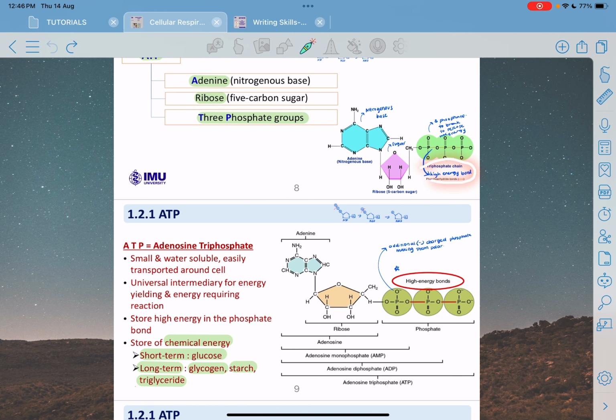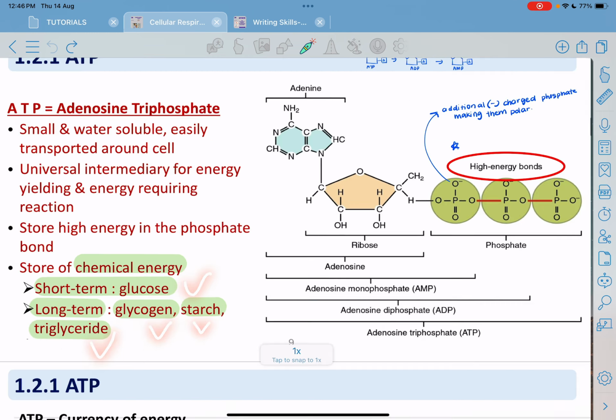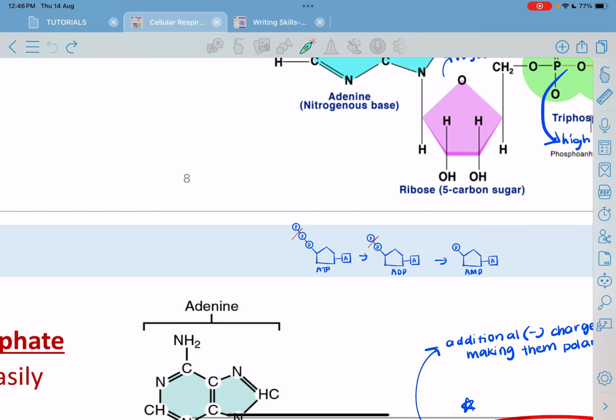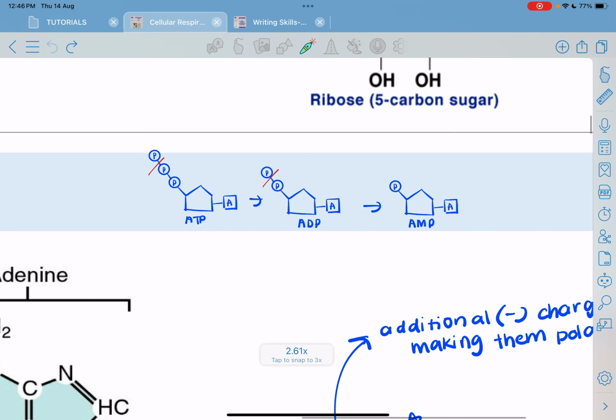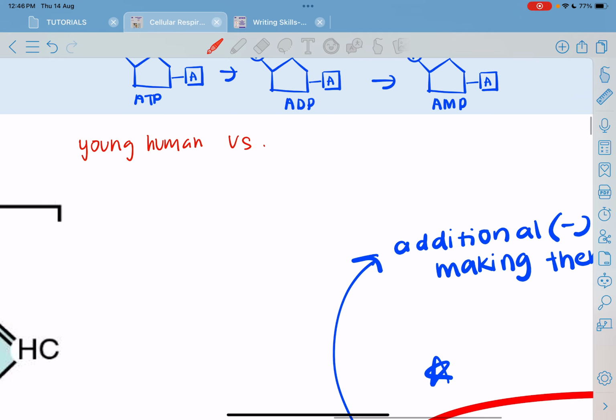Then this one I already explained just now. Okay. This one, short term is called glucose, long term is glycogen, starch, or triglyceride. Okay, now, fun fact. This one I explained just now already. Okay, let's say we do young human versus old human.